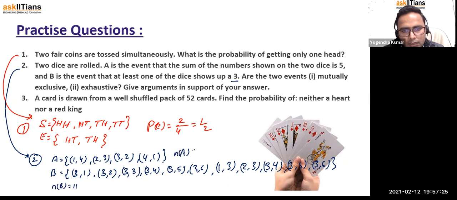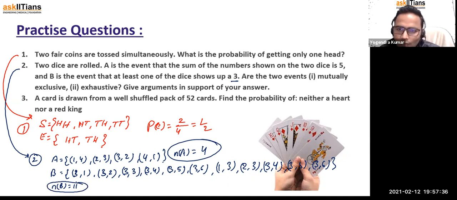N of A we have how many? 4. N of B is 11. Now they're asking, are the two events mutually exclusive? Means occurrence of one. Do they have any intersection? A intersection B is what? A intersection B is not empty, it has the sum 5 cases with a 3. So they are not mutually exclusive.